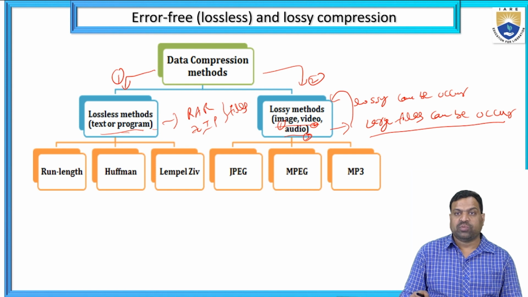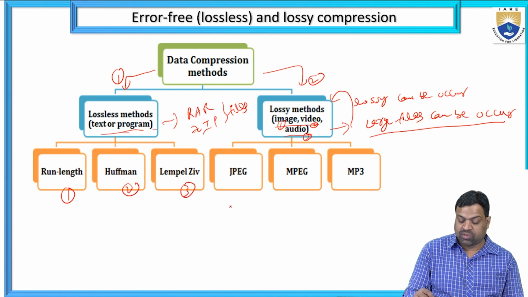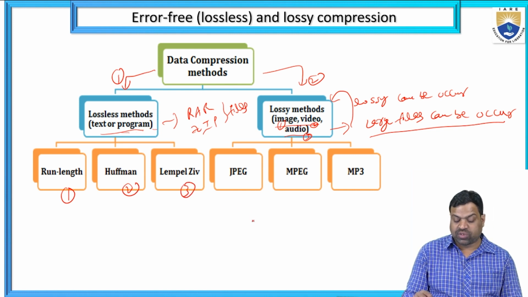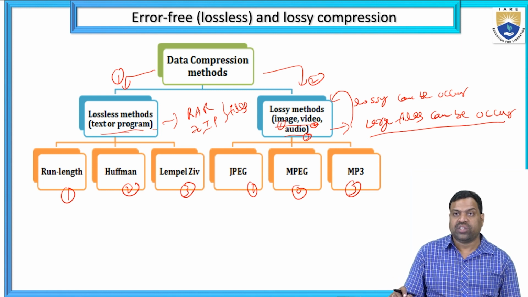In the lossless methods there are three types: run length coding, Huffman coding and Lempel-Ziv coding. These are the three types of lossless, and the lossy types are JPEG, MPEG and MP3. These are some examples. There are many, but we are discussing the major ones.